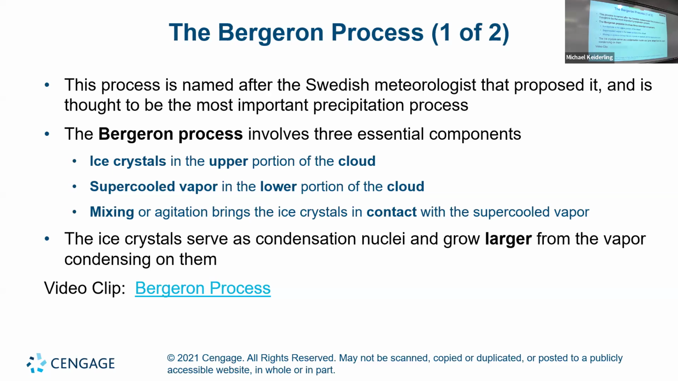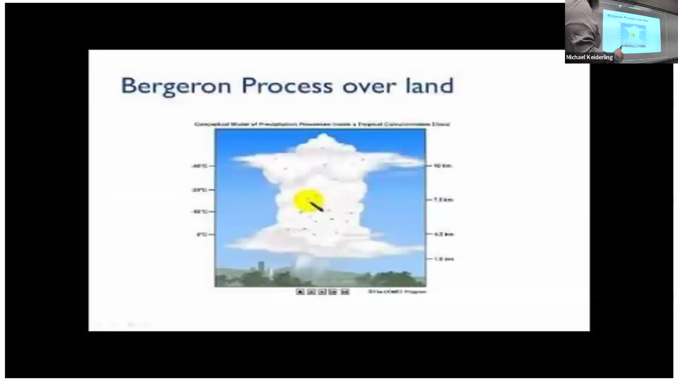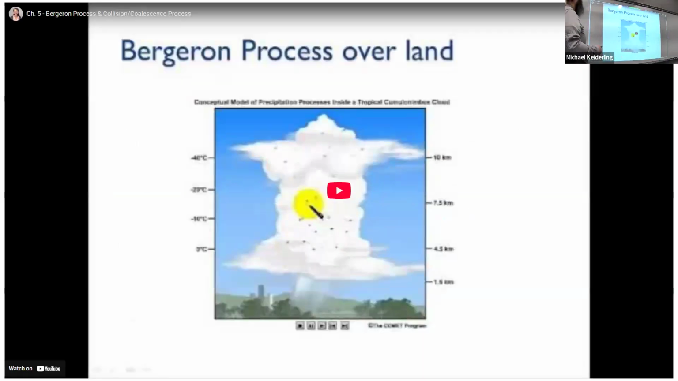making there be less water vapor around. The little water droplets will then evaporate, and that water will continue to be sucked onto the ice. So the ice crystals serve as condensation nuclei. They grow larger from the vapor condensing on them. They form snowflakes. So here is the Bergeron process, how it works.